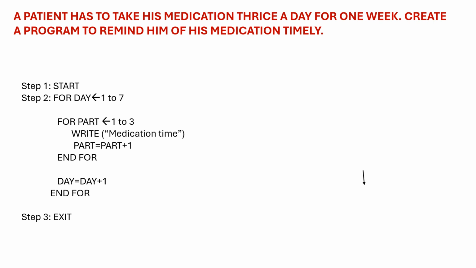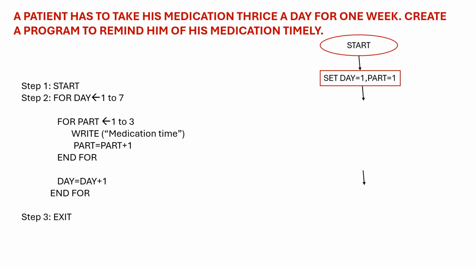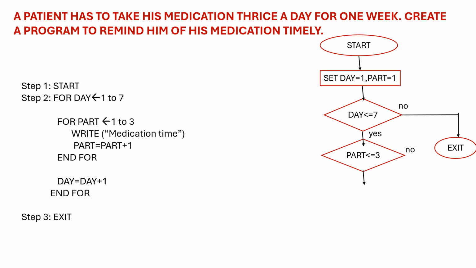Now moving on to the execution of the flowchart: start, then setting the day to 1 and part to 1, that is the day value to 1 and part value to 1, then it will carry out the decision whether day is less than or equal to 7. Yes, it is less than or equal to 7 because initially it is 1, so it will move on. If it is a no, obviously it will exit, but if it is a yes, then it will move on to the next step, that is checking what is the value of the part. Initially it is part 1.